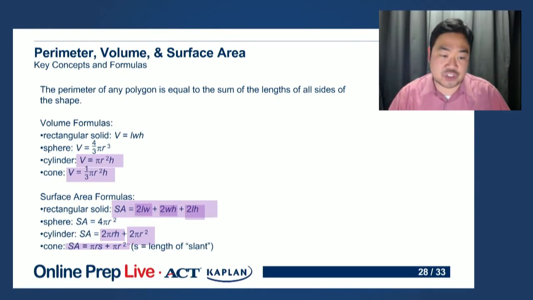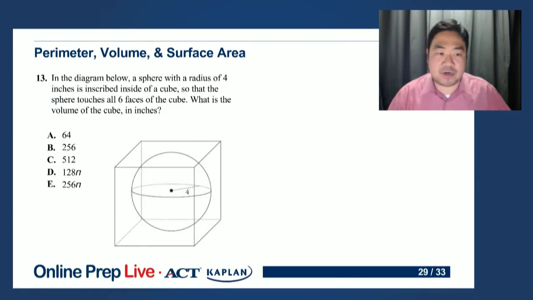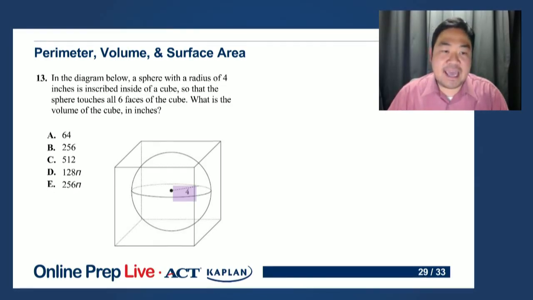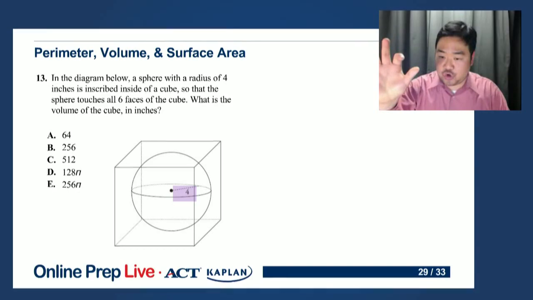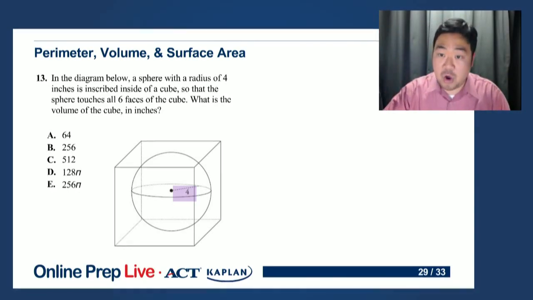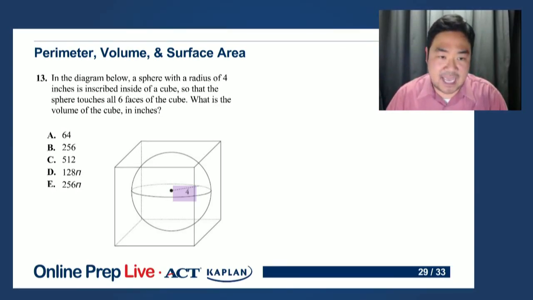Plus pi r squared. Let's take a look at one more example here to wrap up. Take a look at number 13. Notice it tells us a sphere has this radius of 4, and that's labeled there, inscribed inside of a cube so that the sphere touches all 6 faces of the cube. Notice, in a cube, it's like a 3-dimensional format of a square. All the sides in a cube are going to be the same.